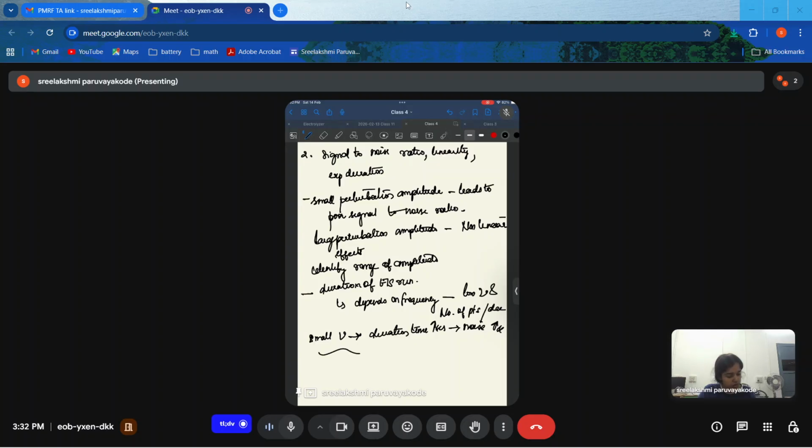So in this case, how to deal with this? We can use a multi-sine wave. Several sinusoidal cycles must be employed to obtain a good signal to noise ratio, and this increases the duration of the experiment.